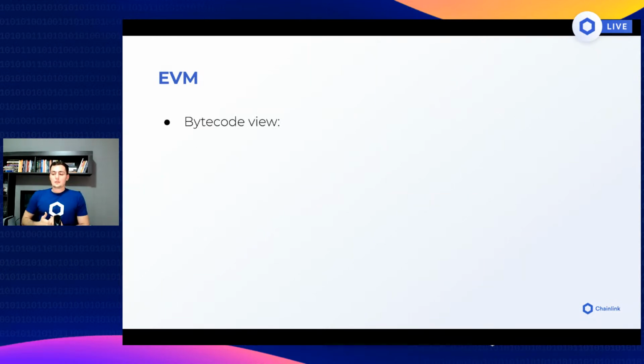Okay, so let's start with a simple example about what is bytecode. This is a bytecode view of some small set of instructions. It's not really readable at first glance. You see 60056004001. What's that all about?